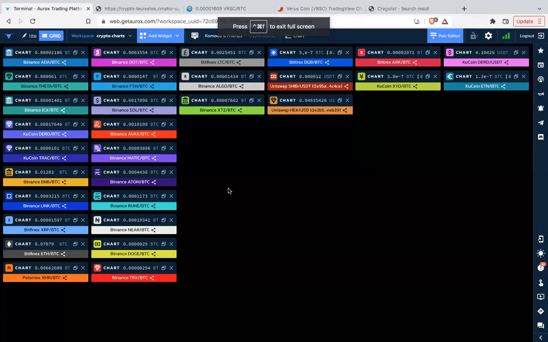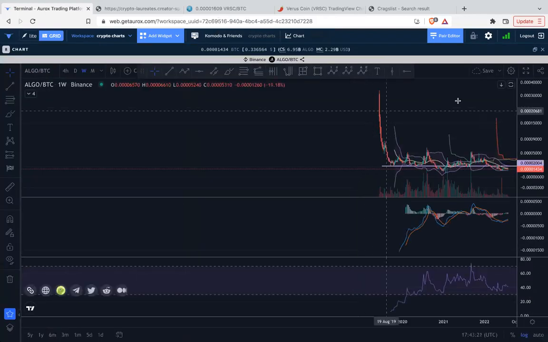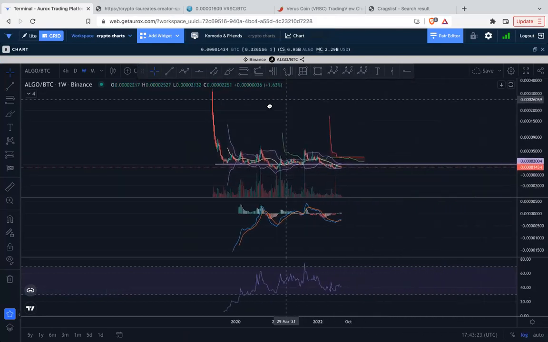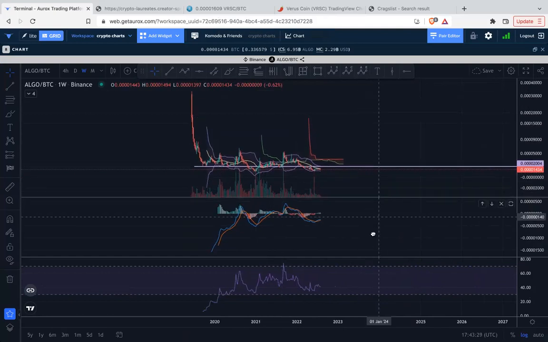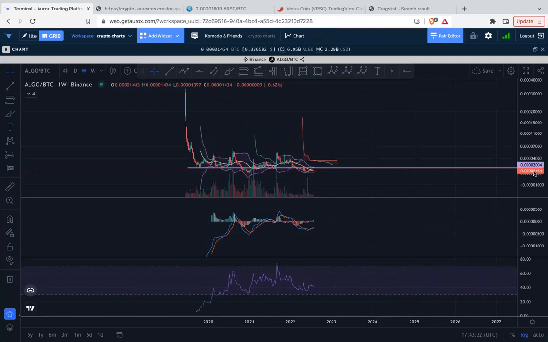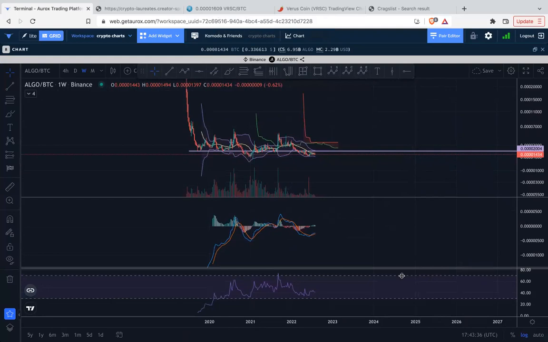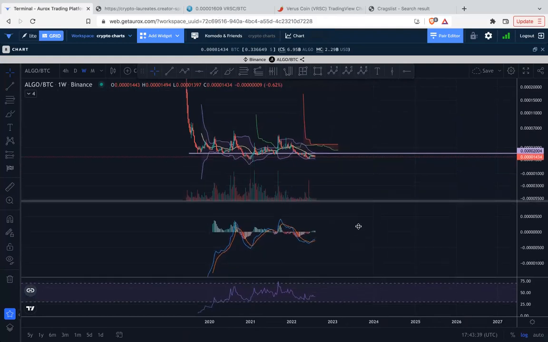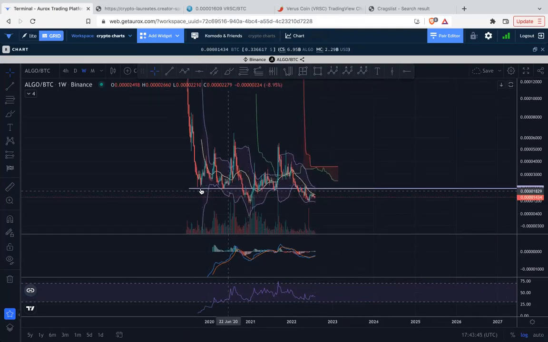Okay, let's move over to Algorand. There's Algorand right there, and we will check it out on the Aurochs terminal using the Binance price, long-term price, and this is the weekly price chart. You can see that the price is trading below, let's just bring these down a little bit, so yeah, price is trading below this kind of key weekly support resistance level.